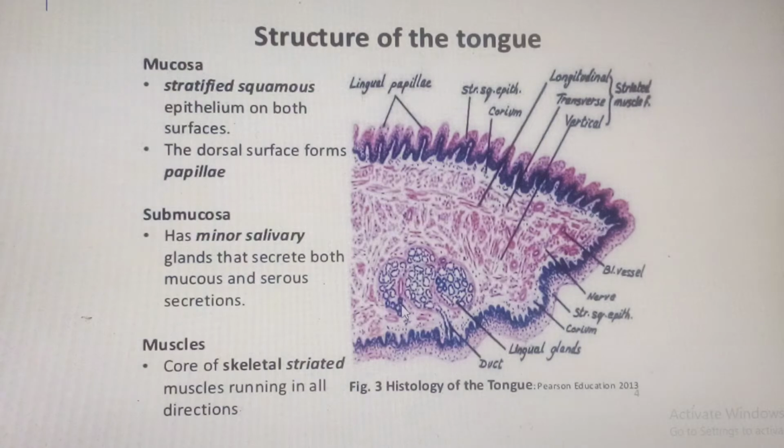Now, what I want you to know is that some of these glands are pale staining. Those ones are mucous in nature. Those which are deeply stained are what you call serous in nature. So it means the tongue has both serous and mucous minor salivary glands within it.